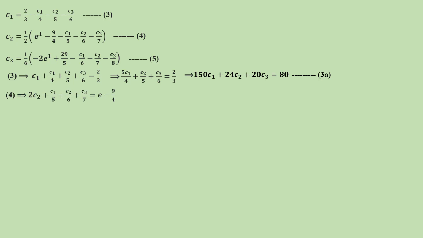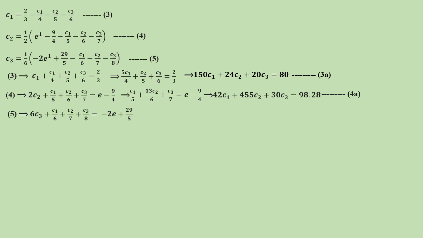Similarly for the second term, we are grouping the C2 terms. We are taking C1, C2, C3 to the left hand side: 2C2 plus C1 by 5 plus C2 by 6 plus C3 by 7 equal to E minus 9 by 4. That implies C1 by 5 plus 13 C2 by 6 plus C3 by 7 equal to E minus 9 by 4. So we are substituting the E value also. You can substitute the E value and simplify: 42 C1 plus 455 C2 plus 30 C3 equal to 98.28, equation 4a.